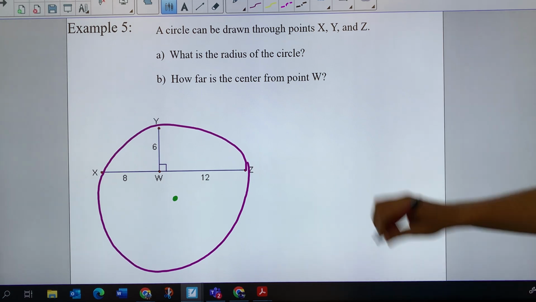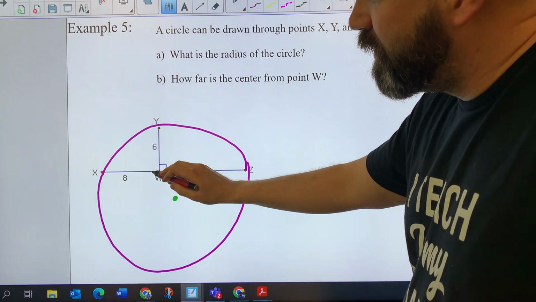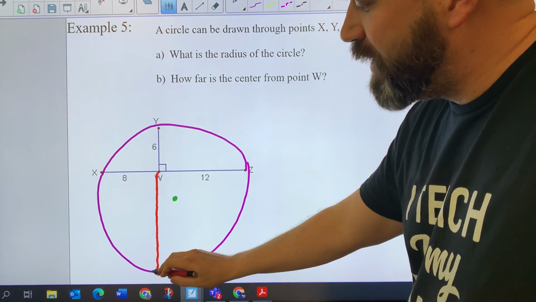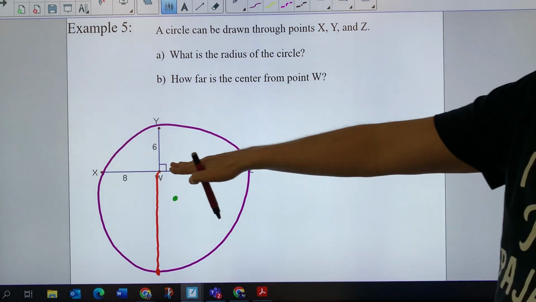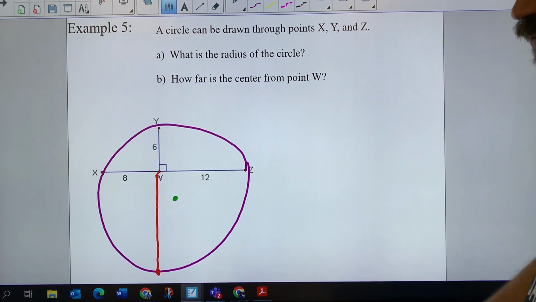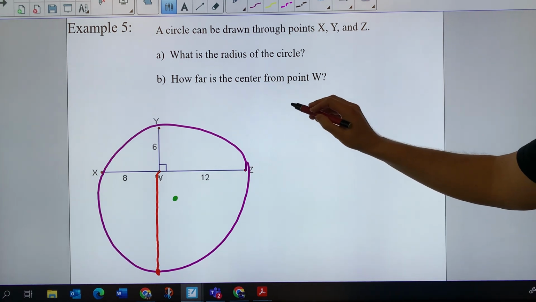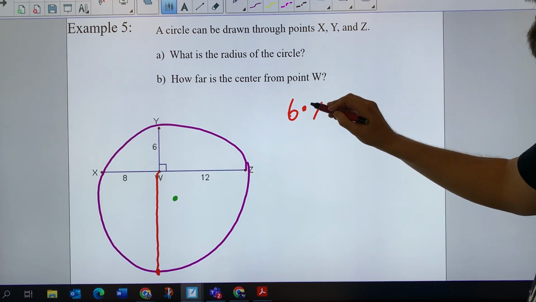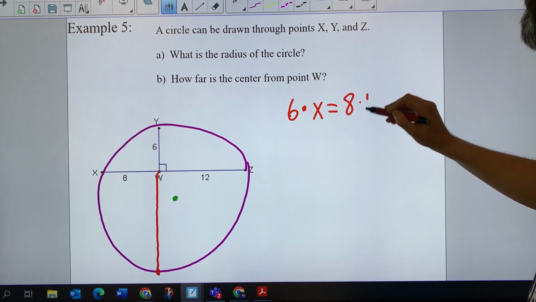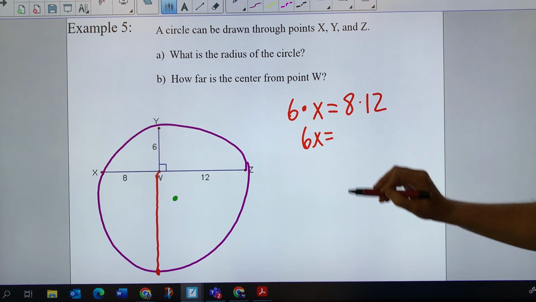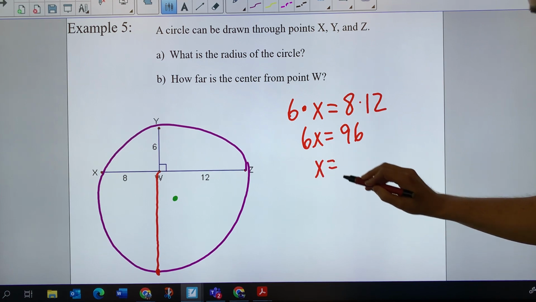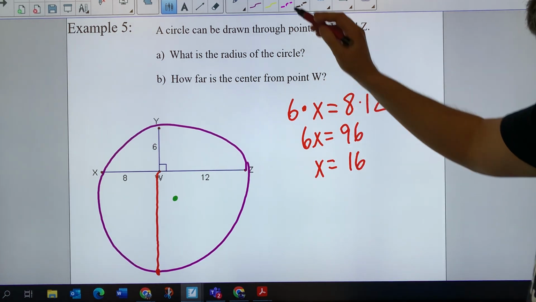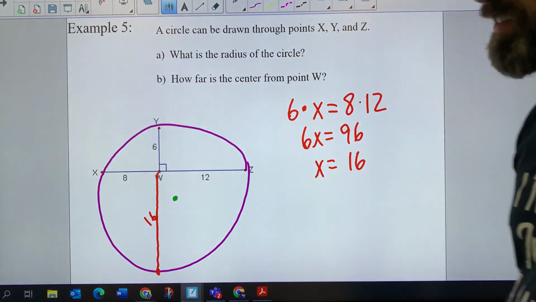I'm going to start by kind of extending this line straight down right here. It is not a diameter, but it does give me 2 chords that intersect, so I can find the length of each of those pieces. And it's got that nice 90-degree right there, so that I know that I can work with anything that I know 90 degrees about. So I'm going to go 6 times x is equal to 8 times 12. 6x is equal to 96. Yeah, math. X is equal to 16. And there we go. So now I know that this segment that I added in is 16.